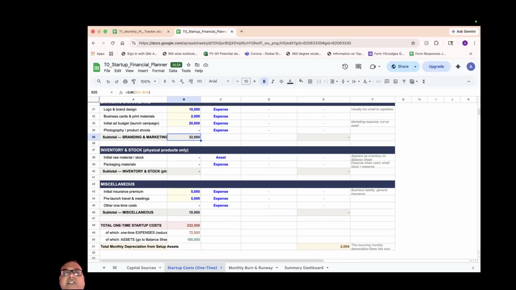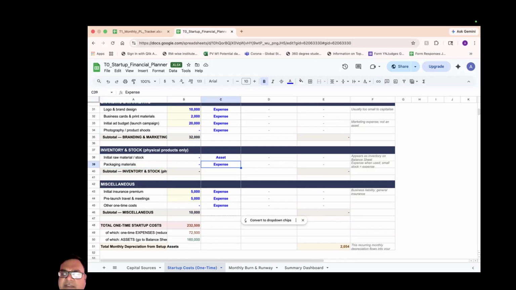Then there's inventory in stock. This is particularly for physical products inventory. So initial raw material and stock. This is an asset and appears as inventory on the balance sheet. Packaging materials. This is an expense and there's a variable cost that actually goes into it.